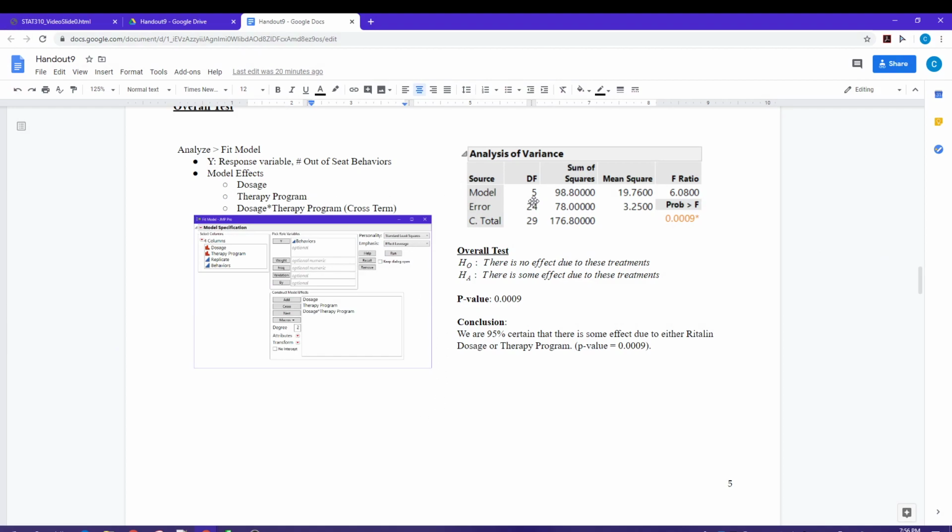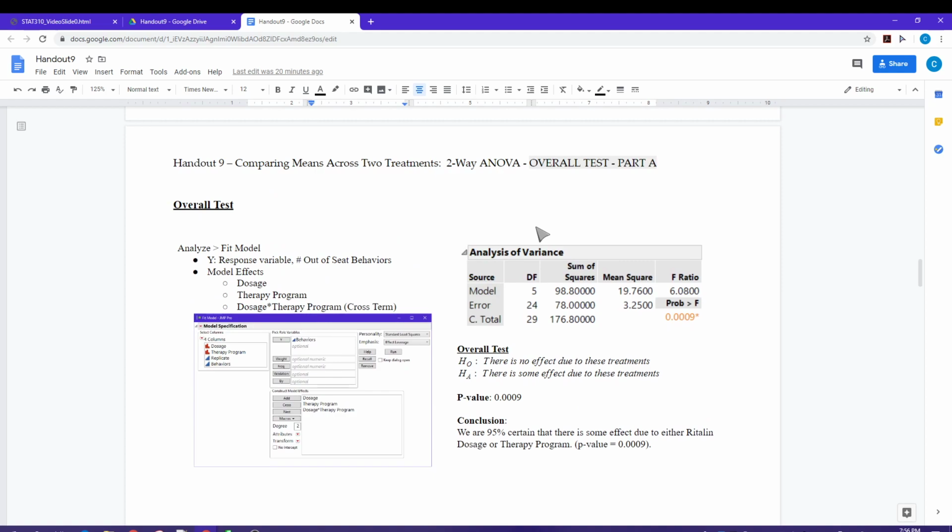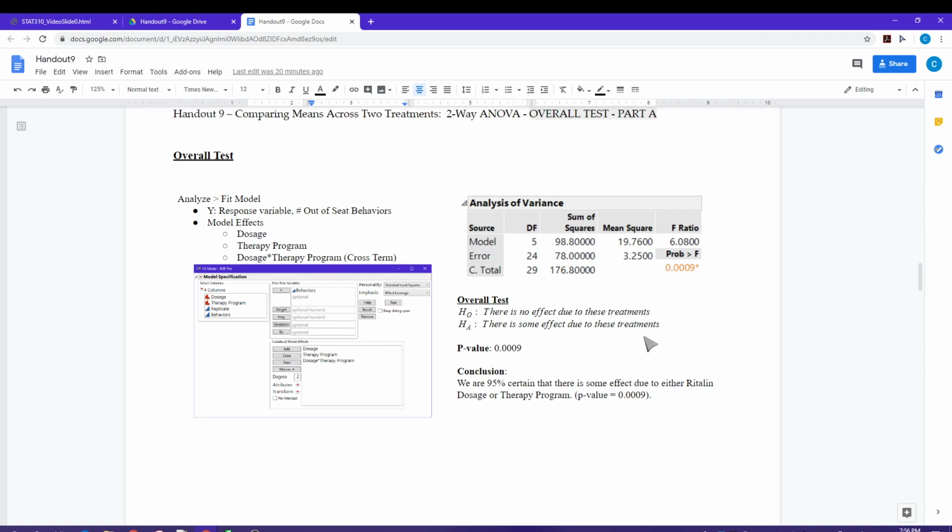Okay, the overall test. The overall test is done by looking at the p-value here underneath analysis of variance. What the overall test is really doing is just looking at whether or not there's any effect due to these treatments. Those treatments being dosage level or therapy program, or some combination of those. My p-value here is less than 0.05, so I can make a conclusion that there is some effect.